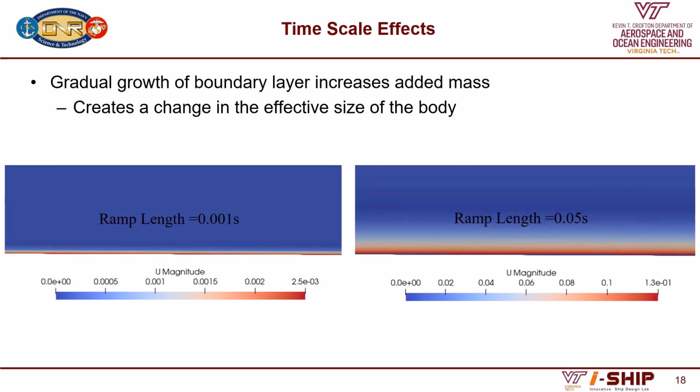With the velocities scaled to the maximum velocity of that particular ramp length, we see that the ramp length of 0.05 seconds compared to 1/1000th of a second is much larger. We see this growth of the boundary layer, which changes the effective size of the body, which when a body accelerates, you're then accelerating more fluid around the body, which increases the added mass.